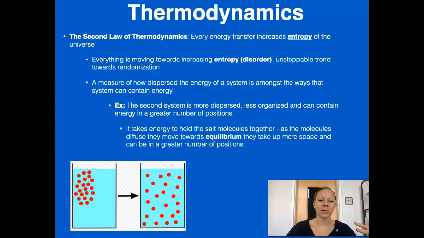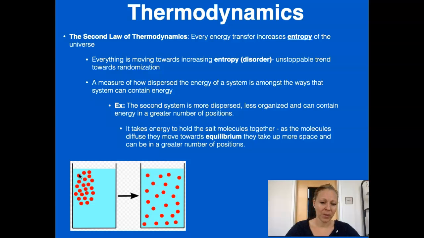And so, as we are talking about entropy, it is a measure of how dispersed the energy of a system is amongst the ways that the system can contain the energy. Let's break that down. If we were to look at this beaker A and all the molecules in here, and we were to compare it to beaker B, which has reached equilibrium, there's less energy in this system. It is more disorganized, but there are fewer ways in this system to organize the molecules or for the energy to be dispersed.